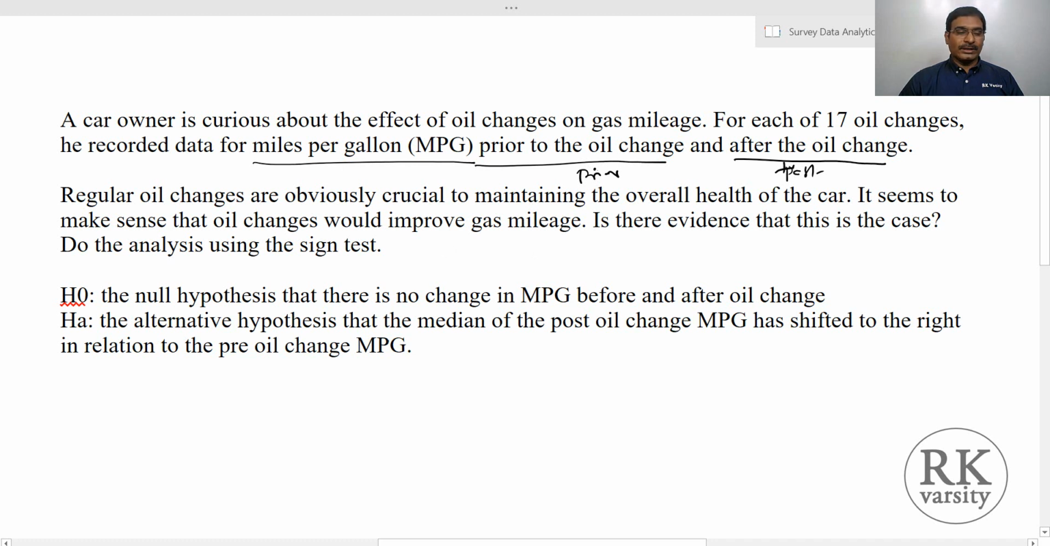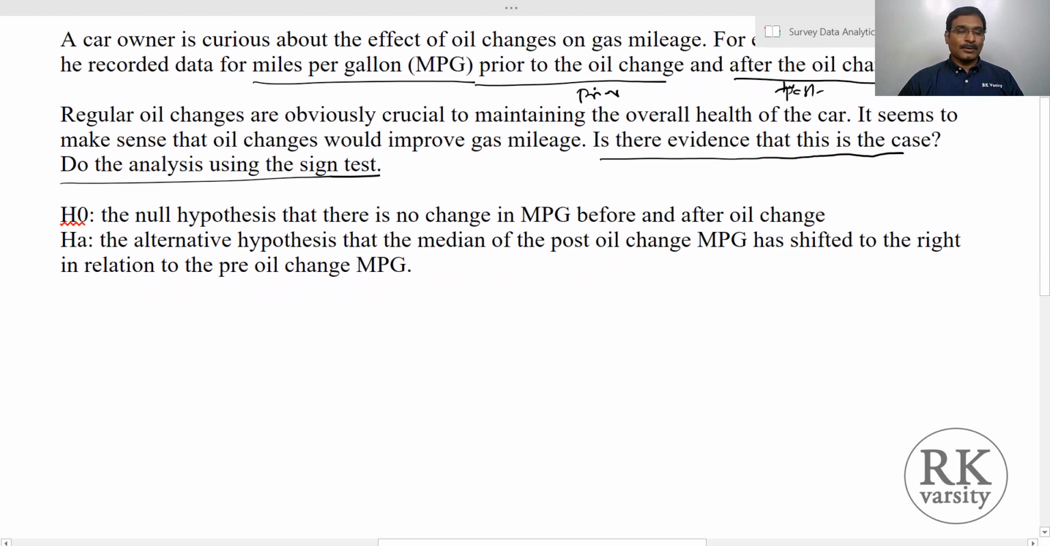I'll show you that in SPSS. Regular oil change is obviously crucial to maintain the overall health of the car. It seems to make sense that an oil change would improve the gas mileage. Now you have to find out whether there is evidence that this is the case, and do the analysis using the sign test.